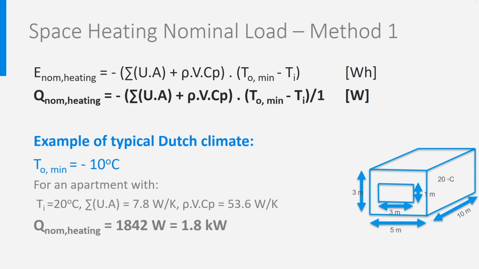To be able to estimate the nominal power, we need to know what is the lowest outdoor temperature in the Netherlands. Well, we can look at meteorological data. That's a good way. In many countries, there are also building codes stipulating the coldest temperature to choose. In the Netherlands, that is minus 10 degrees Celsius. So, now we fill in this data to calculate the nominal power and come to a power of 1.8 kilowatt.